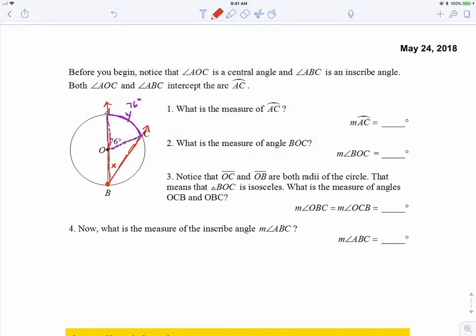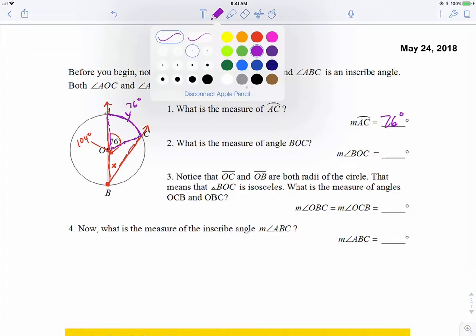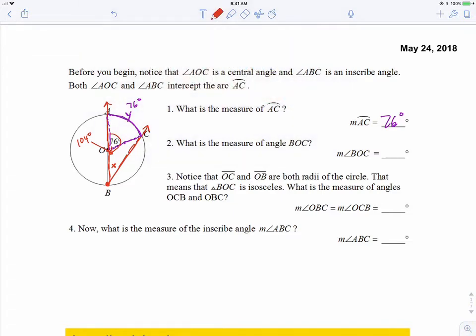Now, how can we find that red angle and prove that it's half of 76? Well, if that's 76, I know that I've got a linear pair here. So 180 minus 76 would be what, 104? So this angle right in here is 104 degrees. And these questions are all leading us through that. So the measure of arc AC is 76 degrees. The measure of angle BOC, because it's a linear pair, I'll use a different color than red because it's not the red angle, of BOC is 104 degrees.